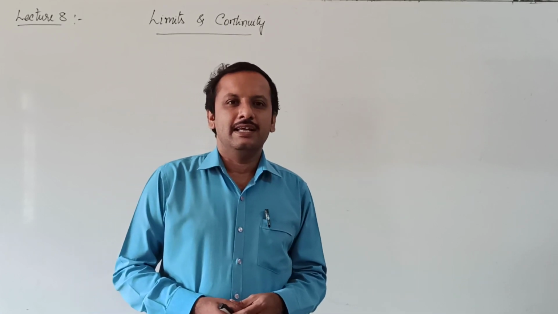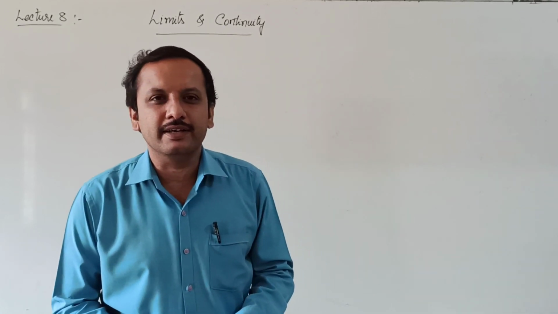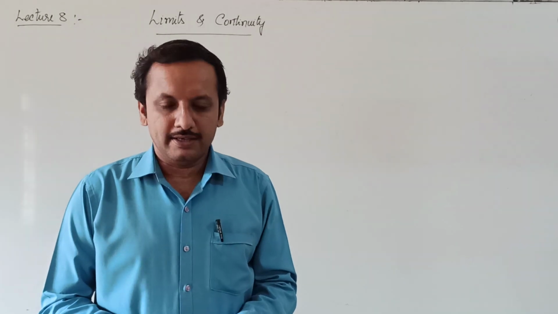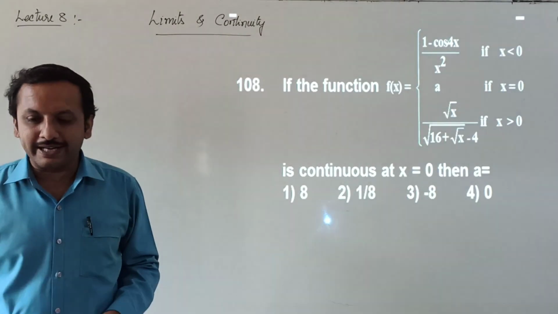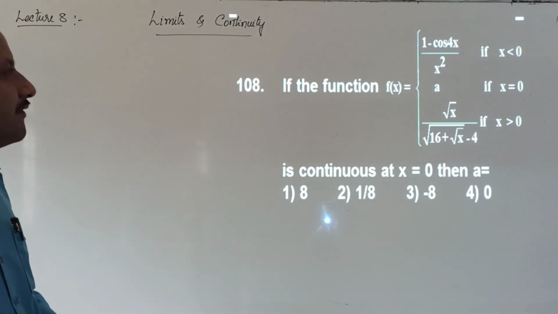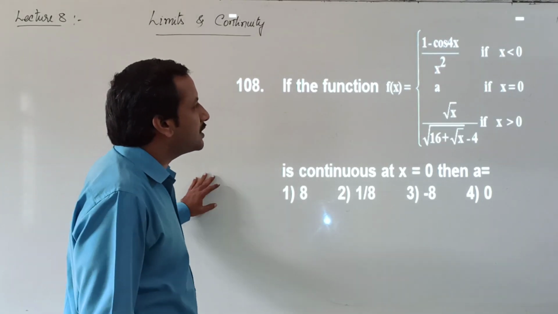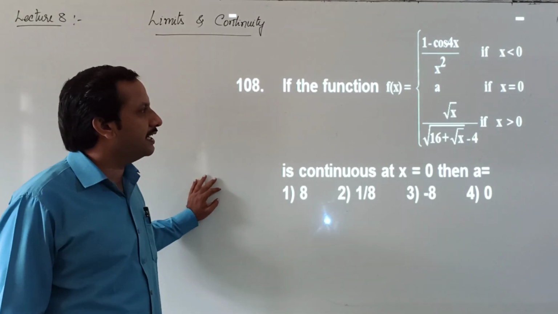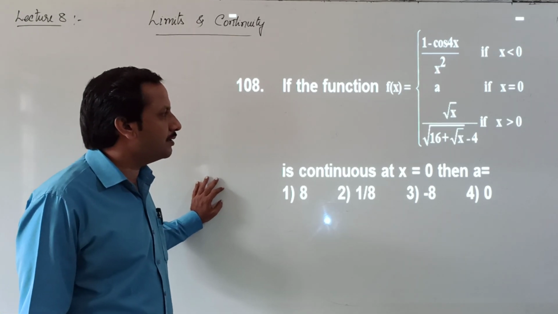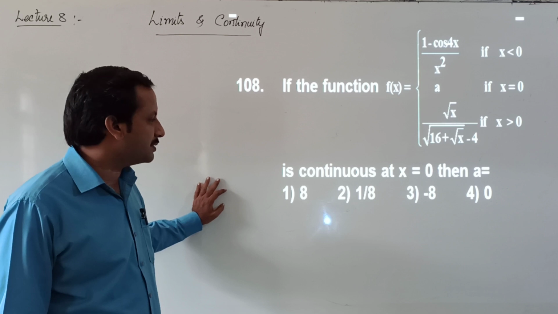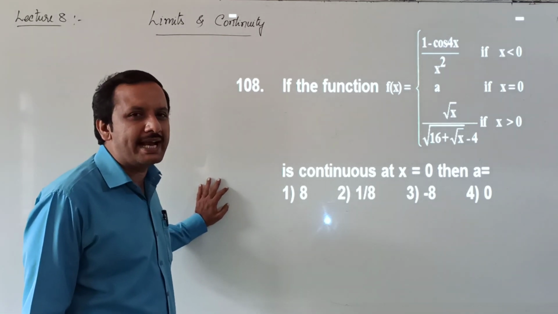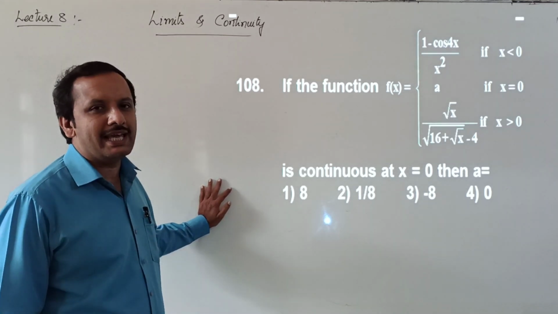Dear students, let us continue our discussion on continuity. Let's have a look at the next question. Question number 108. If the function f of x is equal to (1 minus cos 4x) by x square when x is negative, a if x equal to 0, and root x by (root 16 plus root x minus 4) if x is positive, is continuous at x equal to 0, then a is equal to.